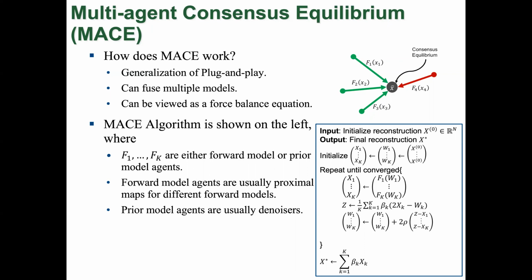The MACE framework generalizes plug-and-play to the case where we have multiple agents associated with several forward models or prior models. The forward model agents are usually proximal maps, and the prior model agents are usually denoisers. MACE also introduces the scalar terms betas to assign weights to different agents. The MACE framework is exactly equivalent to plug-and-play when one forward model agent and one prior denoiser agent is used, and the two agents are equally weighted.